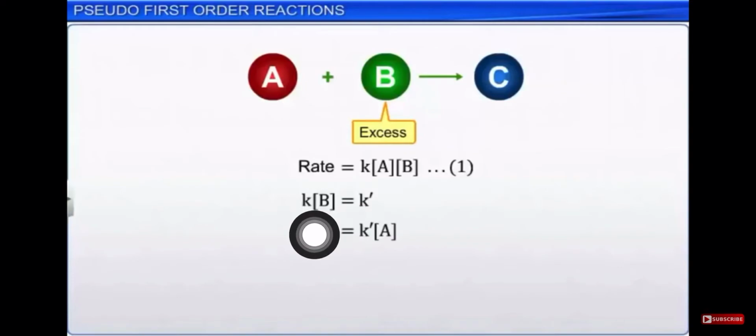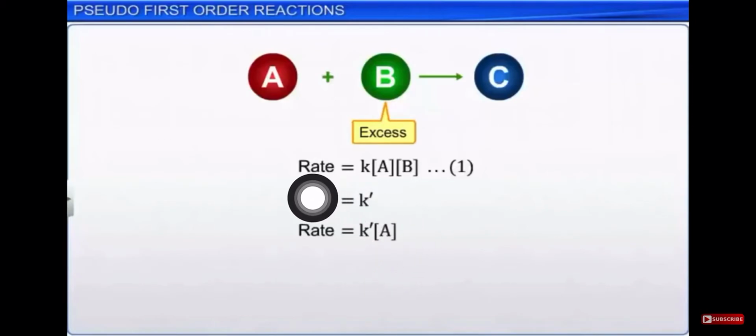K is also a constant and B we are taking as constant. So when we take both constant, we get one more constant, that is k dash. So our rate will become k dash A, replacing k and the concentration of B with k dash. So our rate of reaction will become k dash A.